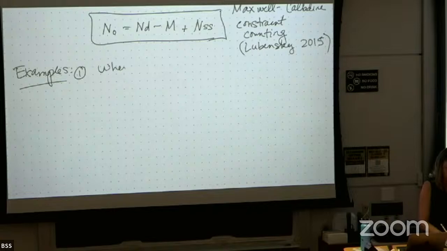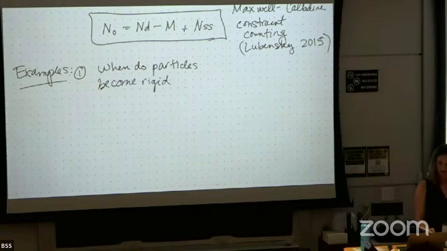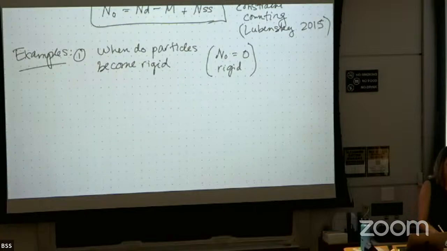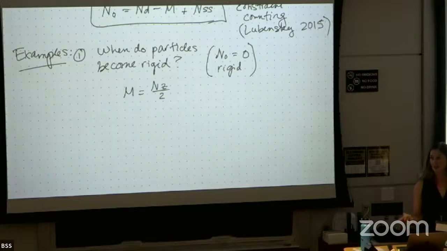So when do particles become rigid? Jammed particles become rigid. Okay, so in this case, I've defined rigidity here as N0 equals 0. Because if I have no linear zero modes, then I should be rigid is the idea. Although we'll find out that's not quite true in a moment. But anyway, let's assume that it's true. Then I have M in this case is N times Z over 2, right? That's the number of constraints in the system. It's the number of particles times connectivity over 2.